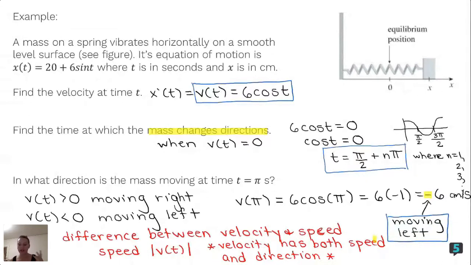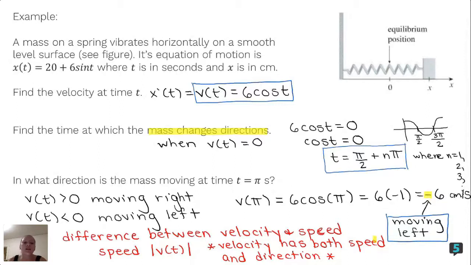Sure. Okay, so let's just recap what we did. We wanted to find the time at which the mass changes direction. So we wanted to decide when our velocity was equal to 0. The reason we're looking for when the velocity equals 0 is because when it's greater than 0, it's moving to the right. When it's less than 0, it's moving to the left. When velocity is 0, it's right in that transition from changing direction. So we want to figure out when our velocity is equal to 0.